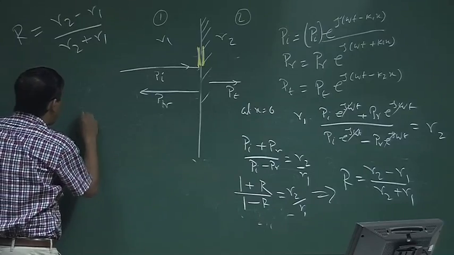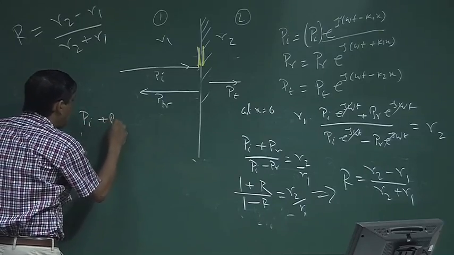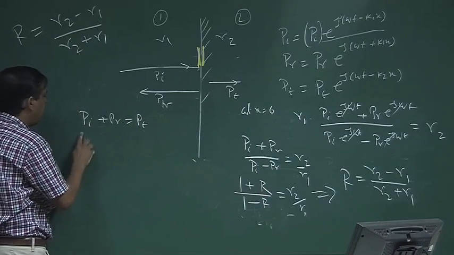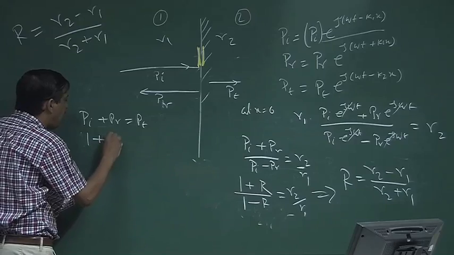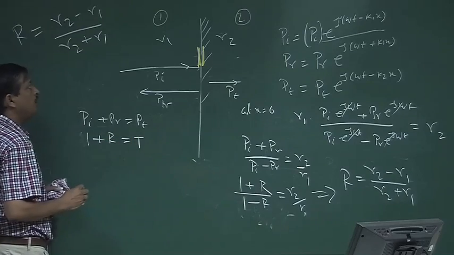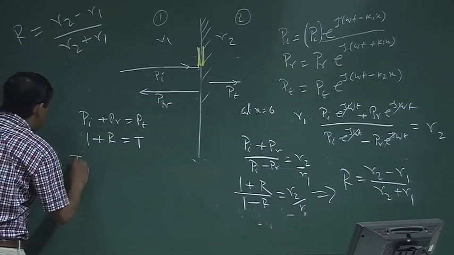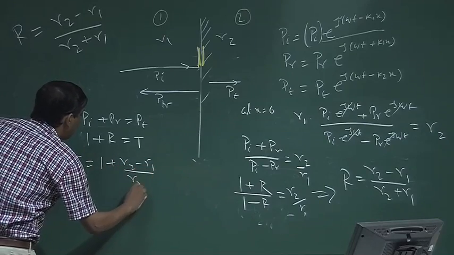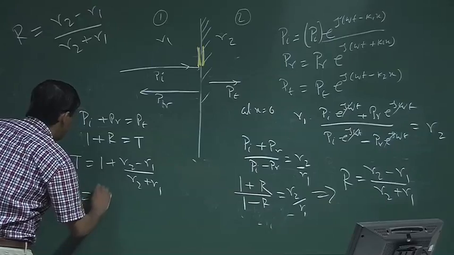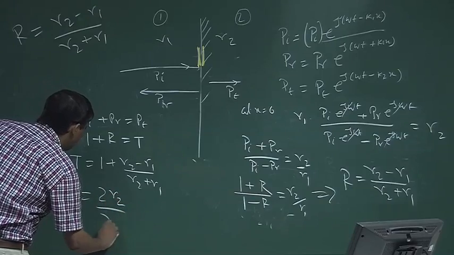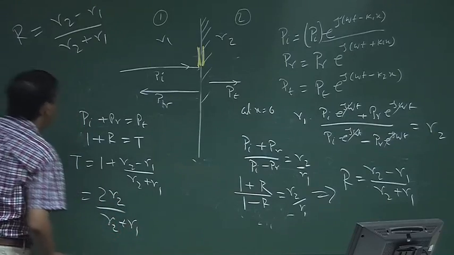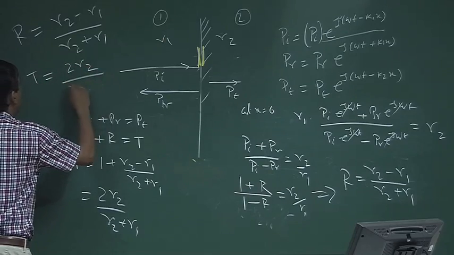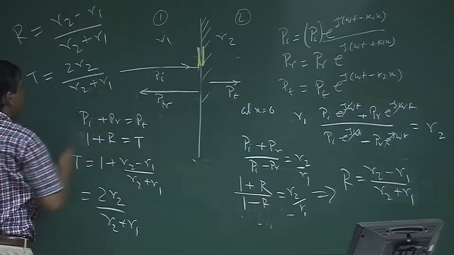What is the transmitted coefficient? Equation number 1 is Pi plus PR equal to PT. If I divide by Pi, it is 1 plus r equal to T. So, T is equal to 1 plus R2 minus R1 divided by R2 plus R1, which is 2 R2 divided by R2 plus R1. So, the transmitted coefficient T is 2 R2 divided by R2 plus R1.